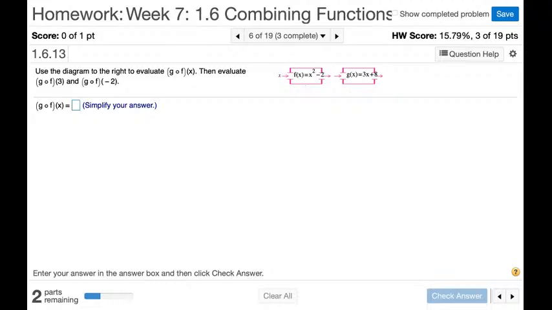F of 3, right? So we pass 3 through f first. That's going to be 9 minus 2 is 7. Then we pass 7 through g. 21 plus 8 is 29.